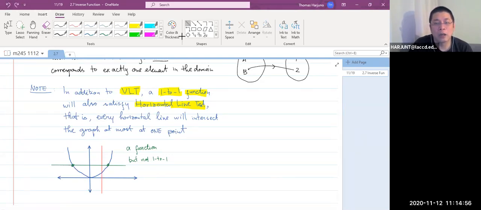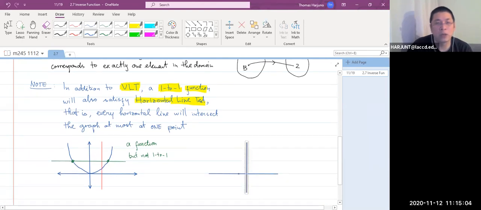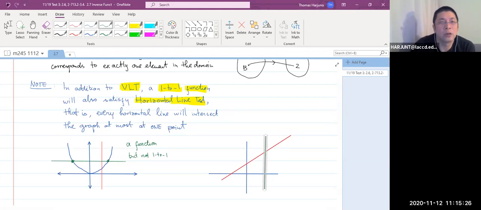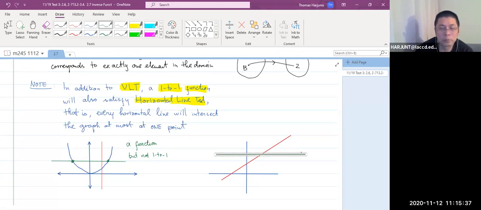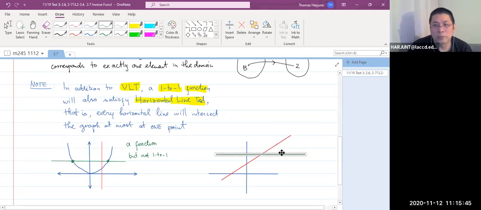Actually, any linear function is one-to-one, as long as the slope is not 0. So let's say I have this line here. Every time you draw a vertical line, it will hit the graph at most at one point, right? So it is a function. On top of that, when I draw a horizontal line, it will hit the graph at most at one point also. So it is one-to-one. So this is a one-to-one function.